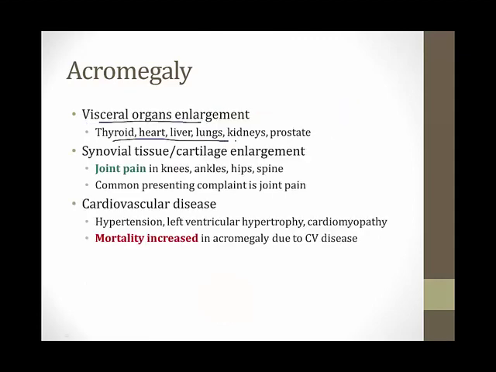Other findings of acromegaly include visceral organ enlargement. The thyroid, heart, liver, lungs, kidneys, and prostate can all grow in size from growth hormone. There is enlargement of the synovial tissue and cartilage in joints. This leads to joint pain, which is a major problem in people with acromegaly, especially in the knees, ankles, hips, and spine. A common presenting complaint is joint pain, and then on physical exam, the facial features are abnormal and the hands and feet are enlarged.